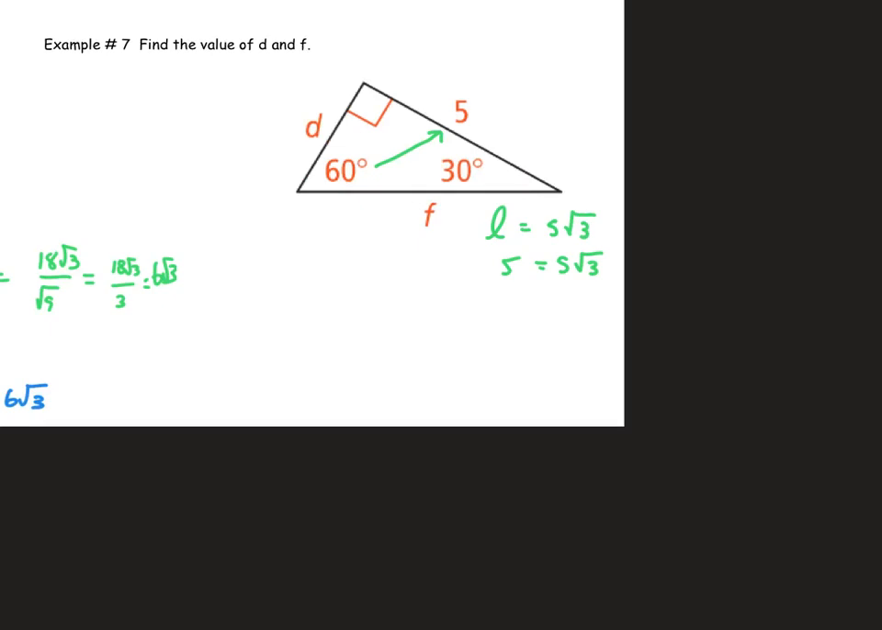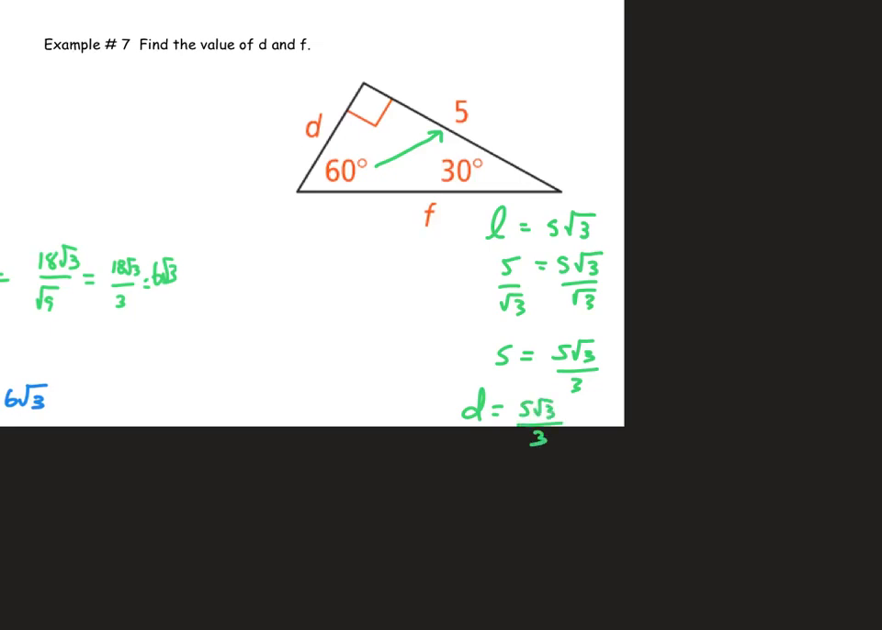All right, last example, trying to find the length of D and F, and I look at my picture and I see that the long leg is given to me, so the long leg is S times the square root of 3. 5 is equal to S square roots of 3. I divide both sides by the square root of 3. So I get that S is equal to 5 square roots of 3 divided by 3 after I use my shortcut. So that means D equals 5 square roots of 3 divided by 3.